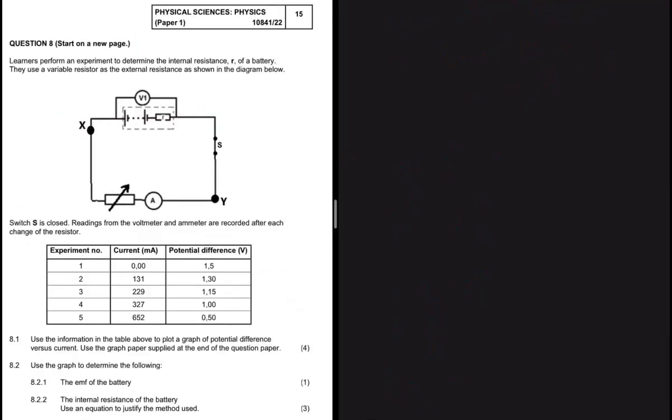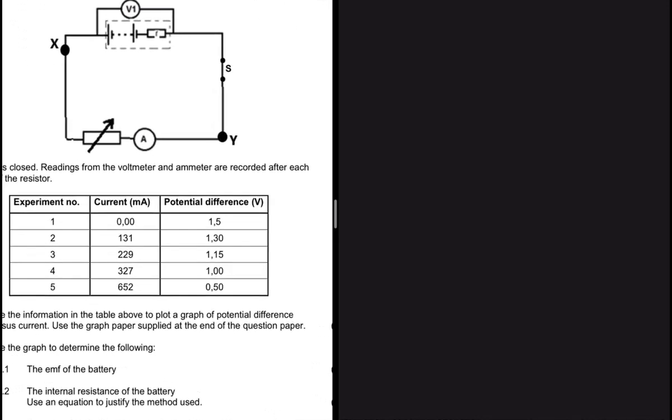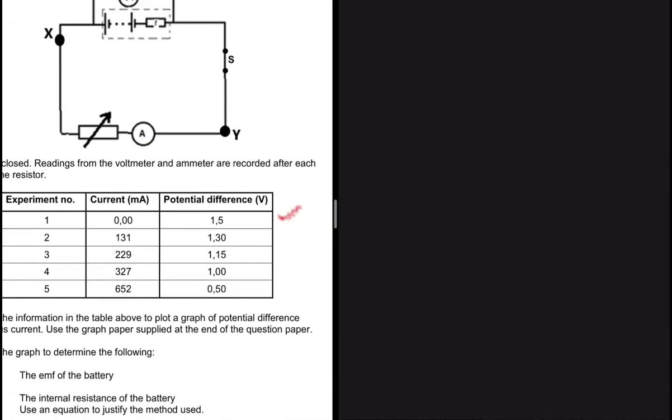Let's perform an experiment to determine the internal resistance R of a battery. They use a variable resistor as the external resistance, as shown in the diagram below. You can see the setup there, and these are the results of the experiment. We have experiments 1, 2, 3, 4, and 5.